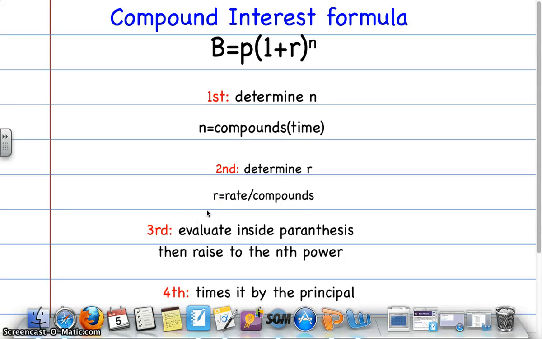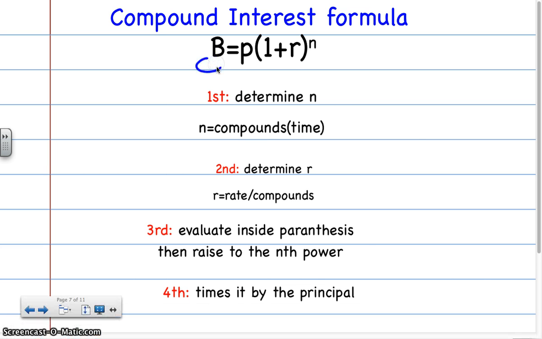Okay, we are going to do the second part of 7-7. Today we're going to be dealing with compound interest utilizing the formula. How we say this big old formula here, we say B, which is our balance. B is equal to P times 1 plus R to the n.